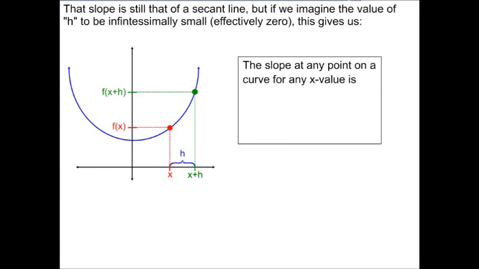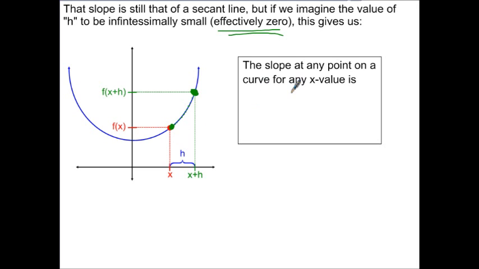So here it comes. That slope is still the slope of a secant line, that little formula we just came up with. But if you imagine the value of h to be infinitesimally small, effectively 0, so instead of h being way far away, what if h was this microscopic distance here? And this green point tracked down to be just unbelievably close to that point right there. In fact, we want it to be so small that it's effectively 0. What that does for us is it still lets us calculate the slope using 2 points. It's just that we want those 2 points to be really super close together.